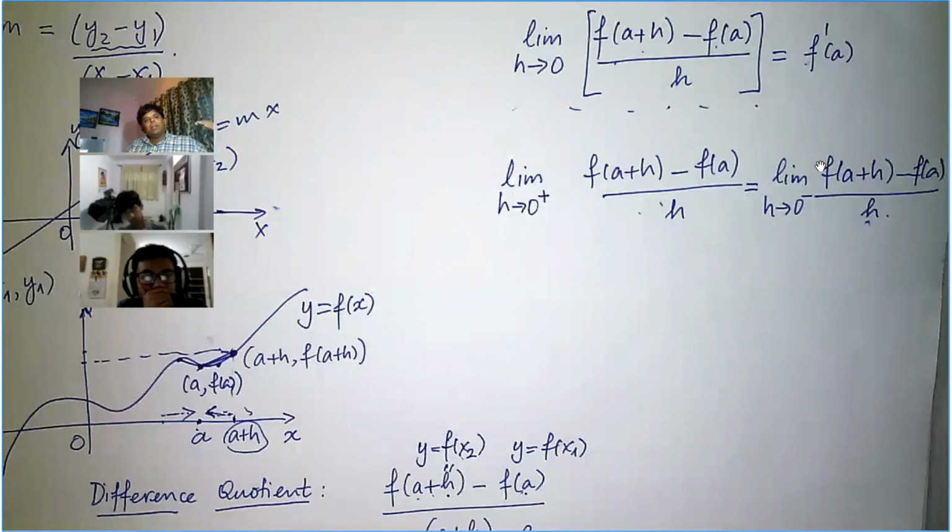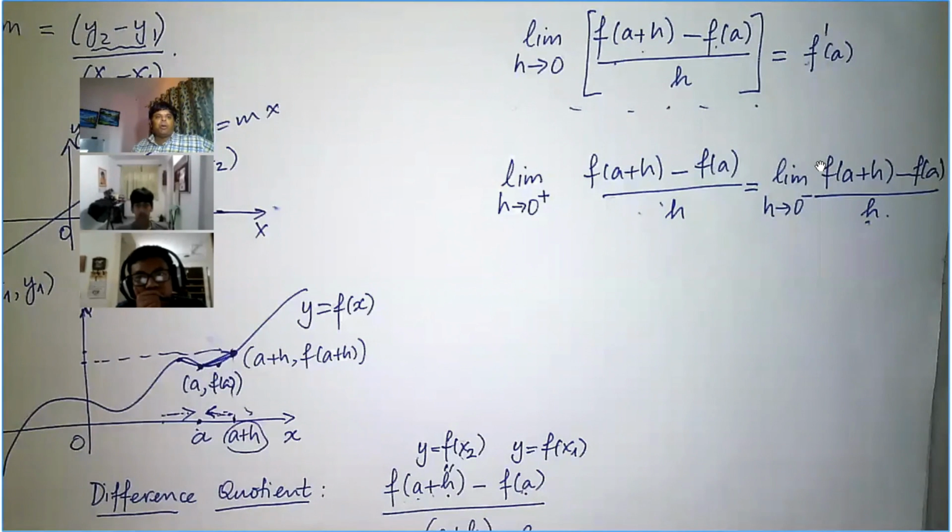If when I come from the left it goes to one value, and when I come from the right it goes to another value, then the limit is not going to exist. So for the function to be differentiable, the left-hand limit should be equal to the right-hand limit. That's right, exactly. And when you take continuity, it should be equal to f of x also.